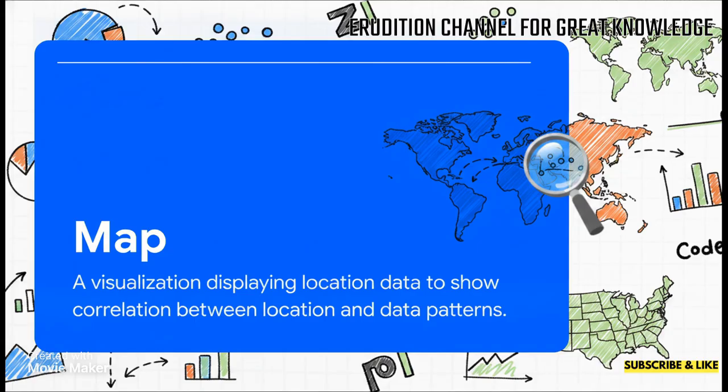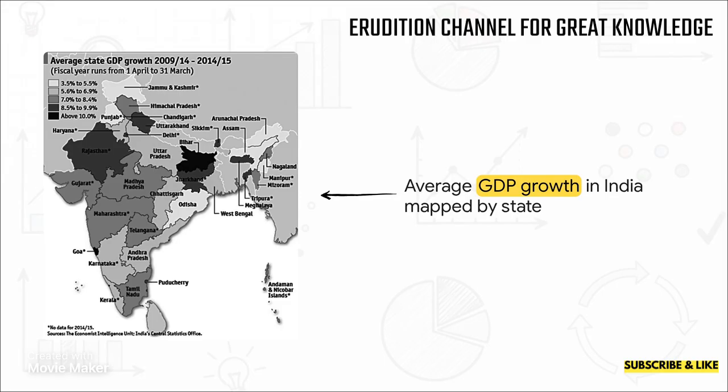code. The key here is that there should always be a correlation between the location and the patterns in your data. For example, mapping the average state GDP growth in India instantly conveys regional economic trends. You definitely don't need to read thousands of rows of state-by-state numbers. The visual shading handles all the heavy lifting for you, revealing that geographical correlation immediately.